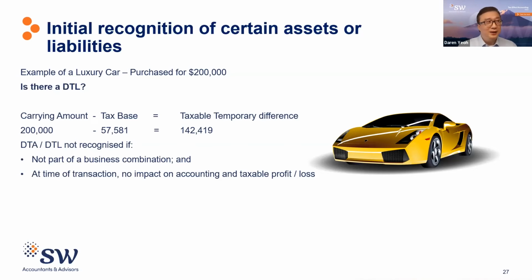So let's go through the criteria. When you bought that car, were you buying a business or an entity with a business? The answer is no, so I can tick that. At the time of the transaction, was there an impact on accounting profit and taxable income? The answer is no, because it's a balance sheet entry, so I tick that. So the initial recognition exception applies. Although you have a taxable temporary difference, you do not need to recognize a deferred tax liability on it. However, in your financial statements, you do need to disclose all your temporary differences for which you do not recognize a deferred tax balance.